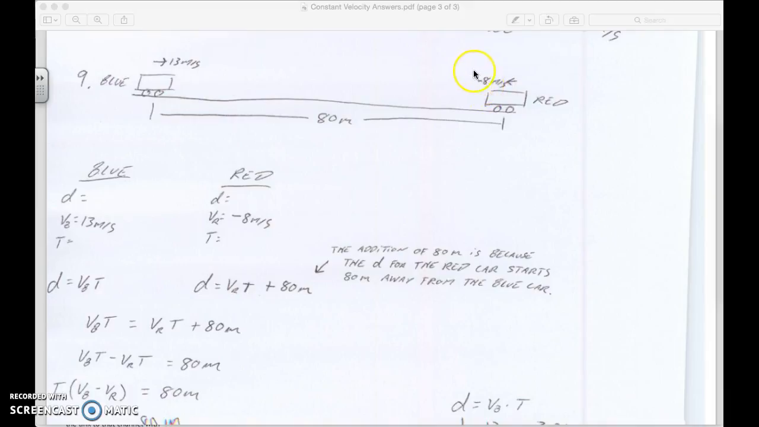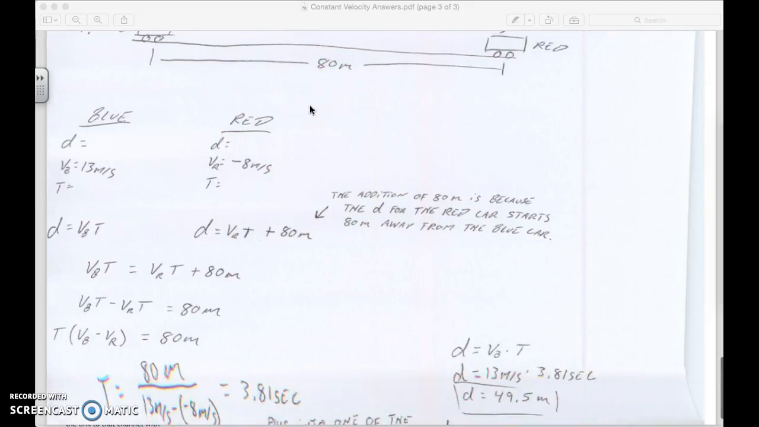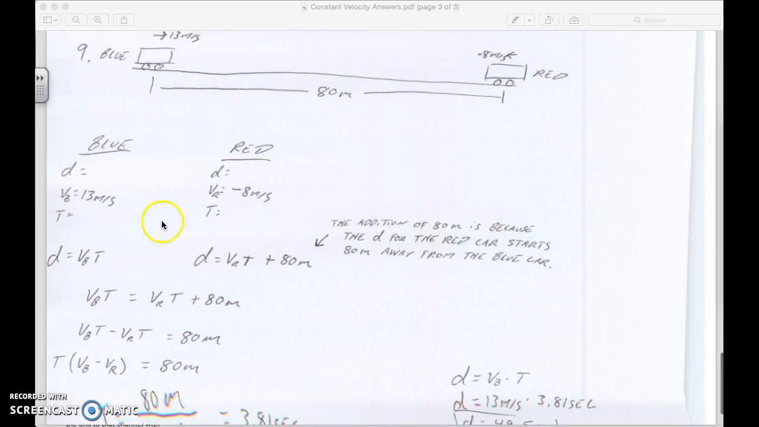Notice the little negative right there. That's because it's going to the left. How far from the blue car will the 2 cars collide? Well, I've got blue car stuff and I've got red car stuff. I do not have a displacement or a D for either one.